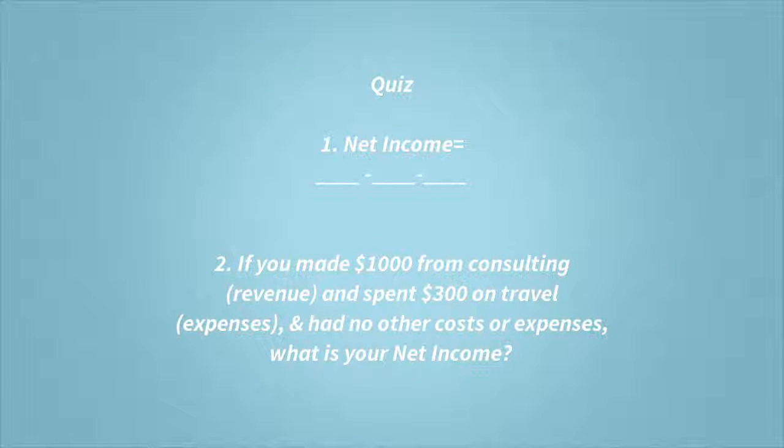Now that we've gone over the income statement, I thought I'd give you a quiz to make sure that things have really sunk in. The first question is, net income equals blank minus blank minus blank. The second question is, if you made $1,000 from consulting revenue and spent $300 on travel expenses and had no other costs or expenses, what is your net income?